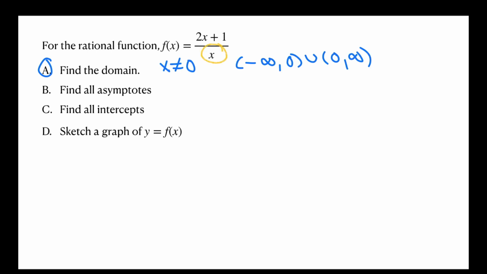To find the domain of a rational function, we look at the denominator, and the denominator can't equal 0. That's because division by 0 is undefined. So in this case, x cannot equal 0. In interval notation, our domain is negative infinity to 0 and 0 to infinity.